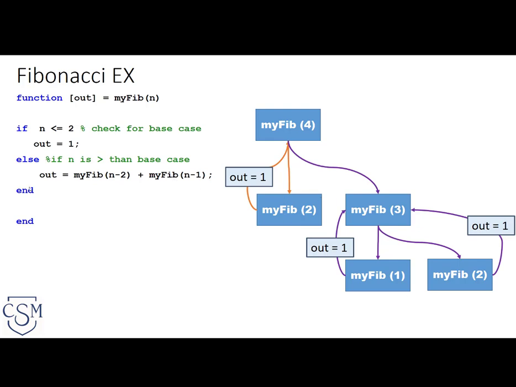And of course that would be 2, and we could finish that function for my fib 3 call and pass the 2 back up to my fib 4, which had a 1 waiting right here, and now we can add the 2, and the answer for it would be 3. So the fourth Fibonacci number is 3.